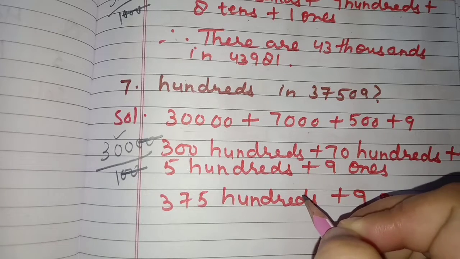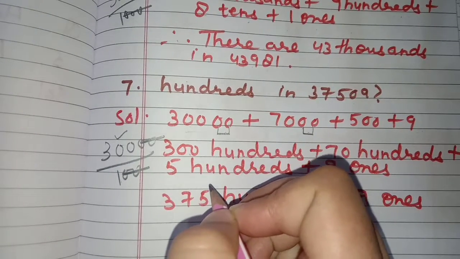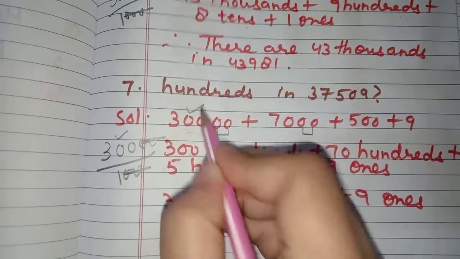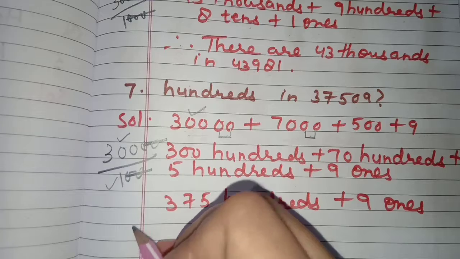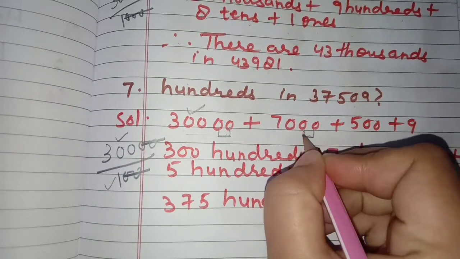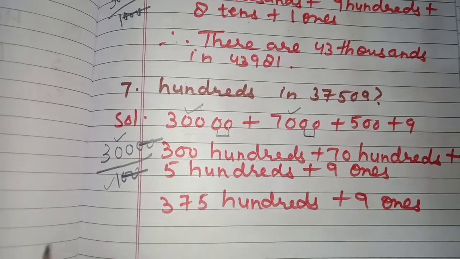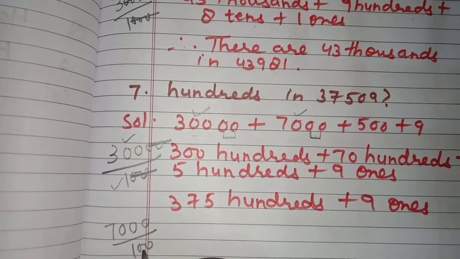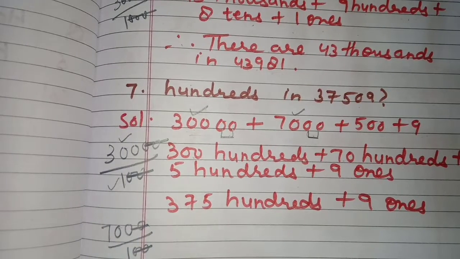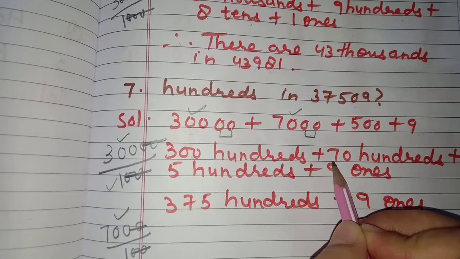Then how many hundreds are there? Or you can say you can separate 2 zeros for 100 here, and then what is left? 300. That is what we have written here, or you can go for this method. Now in 7,000 separate 2 zeros. Now what is left? 70. So you can say 70 hundreds, or you can say you have to divide this 7000 by 100. 2 zeros from here and 2 zeros from here. Cut. What is left? 70. So this is what we have written here.